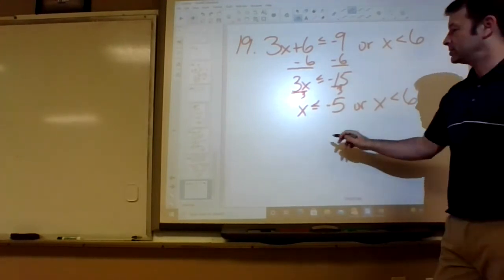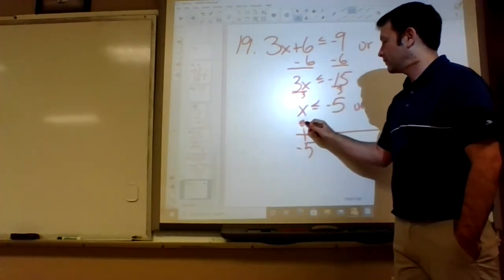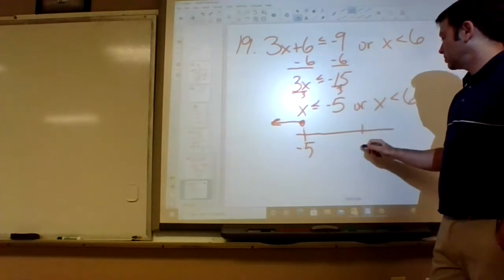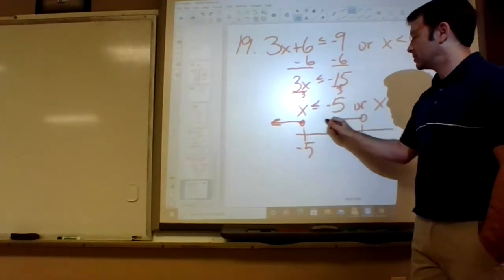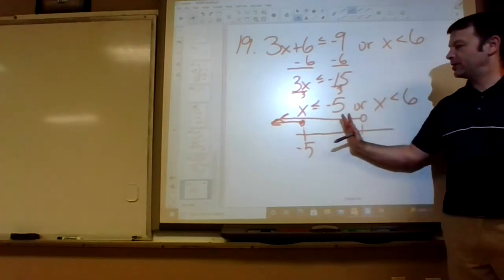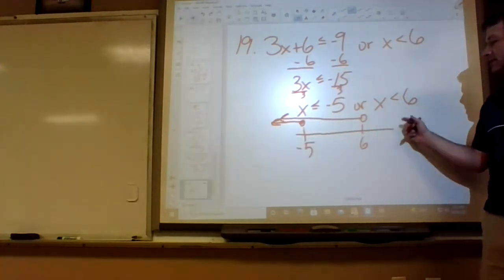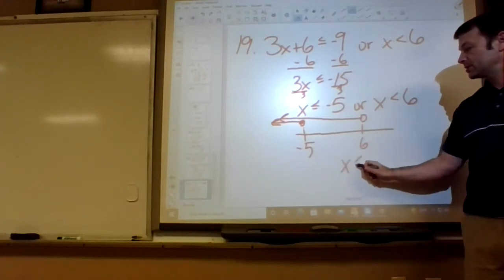Okay. How can I simplify this statement? x is less than or equal to -5, or x is less than 6. x is less than 6. Right, everything from here on, here and smaller is just going to work. Basically, it's just x is less than 6.